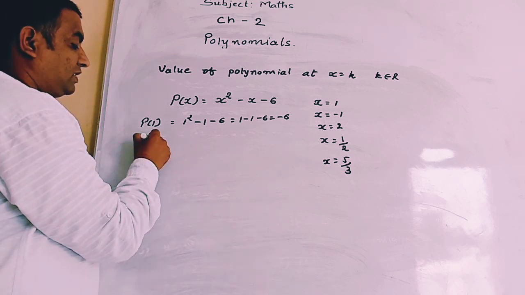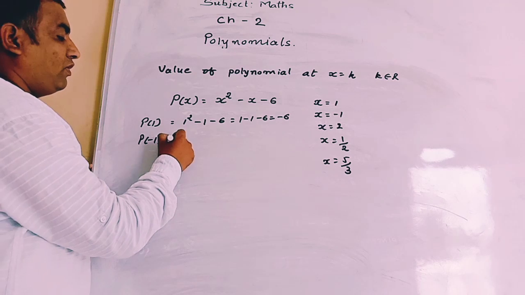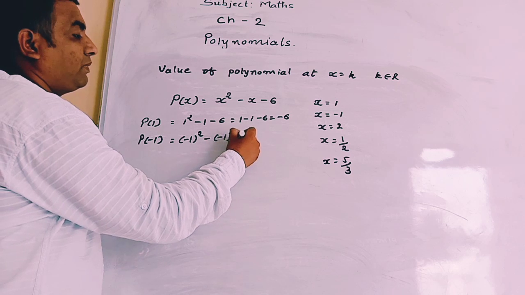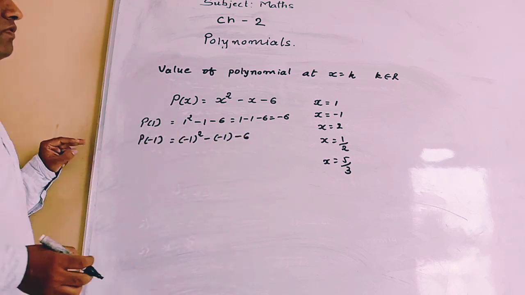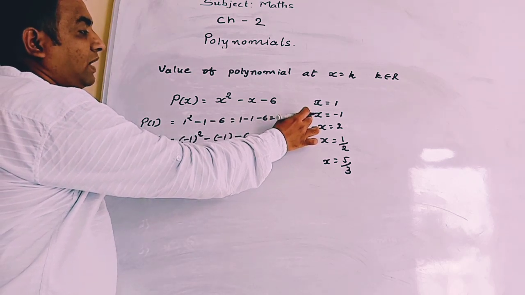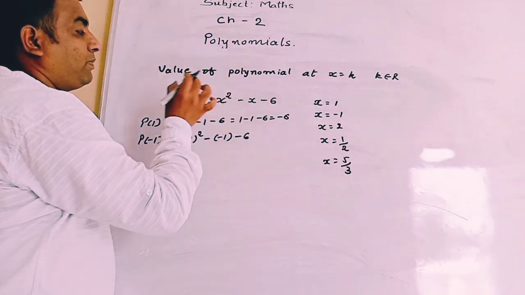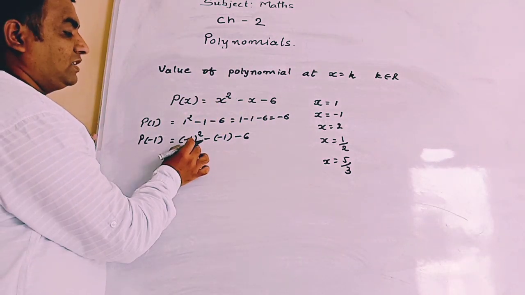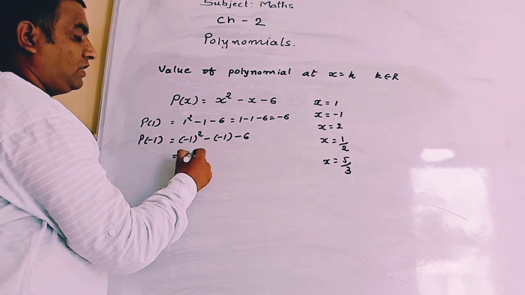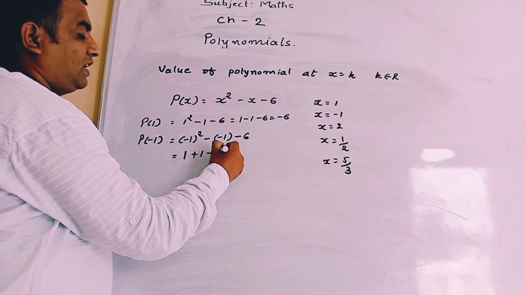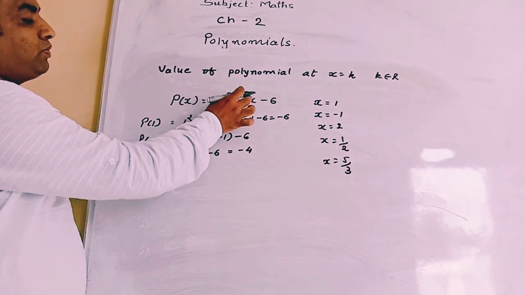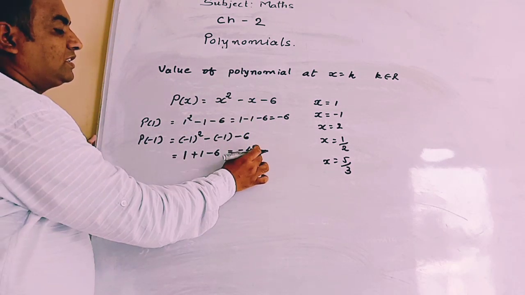Now p(minus 1): we want to find the value at x equals minus 1. It will be minus 1 square minus of minus 1 minus 6. Here x is replaced by minus 1, so minus 1 square is 1, minus minus is plus 1, and minus 6. So 1 plus 1 is 2, minus 6 is minus 4. So this polynomial's value at x equals minus 1 is minus 4.